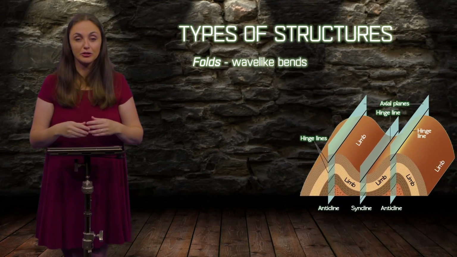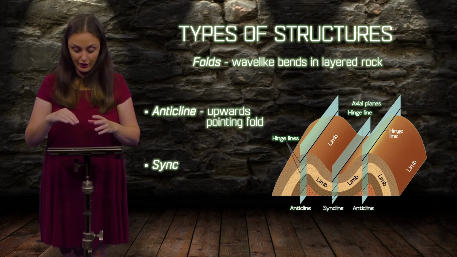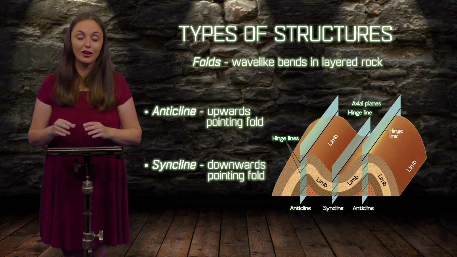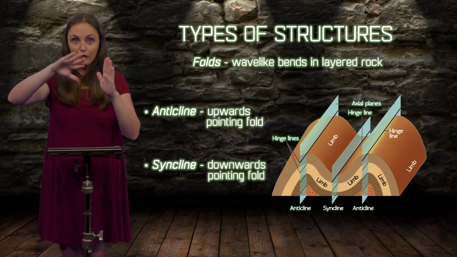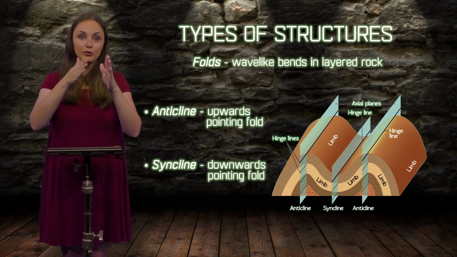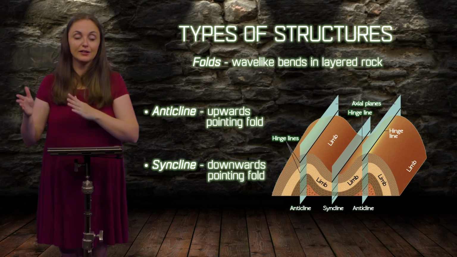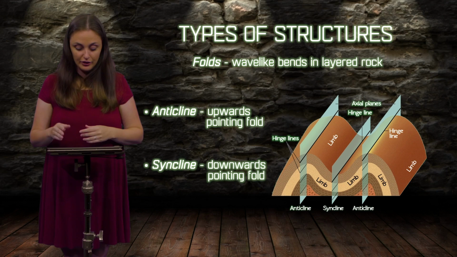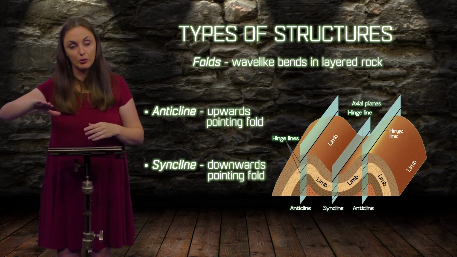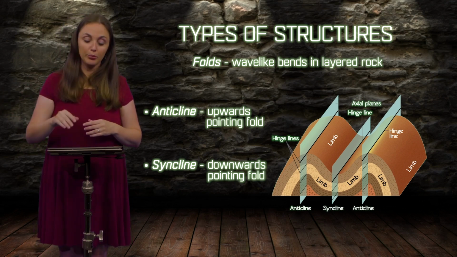So in the cartoon that accompanies some of this information, you'll see that you have anticlines and synclines all in the same feature. You have fold upon fold here. So you've got anticlines and synclines all next to each other. The synclines are just the downwards pointed folds. The anticlines are just the upwards pointed folds.